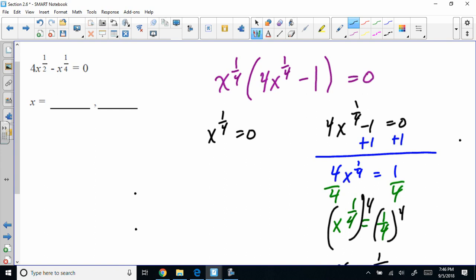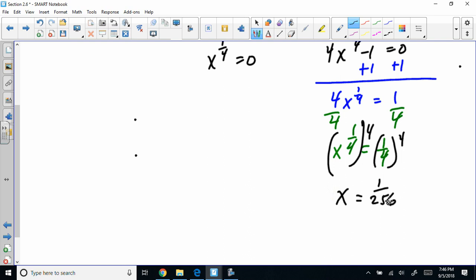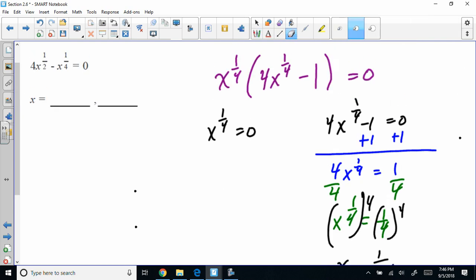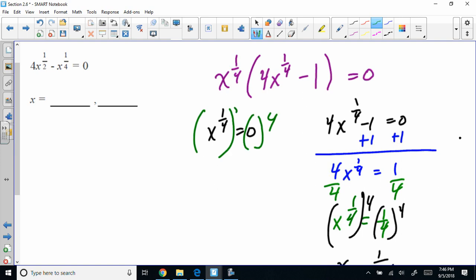That's okay. All right, so one of the answers is 256, right? Okay, so now let's look at this other one. This is 1/4, right? So if I raise both sides to the 4th, x equals what? 0. So 0 is one answer, and 1 over 256 is the other. You okay with that? We didn't violate any mathematical principles or nothing, which is pretty cool.